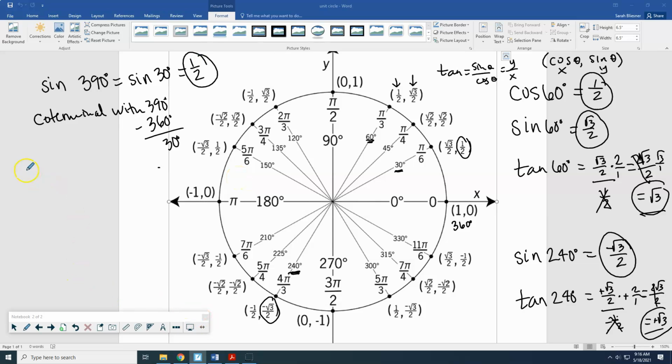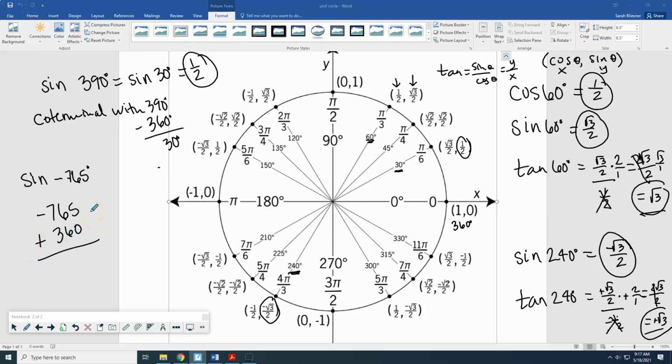Okay? So let's say I wanted to know the sine of negative 765. So 765 is not on this. A negative number is not on this. Okay, that means I'm going this way. So in order to get a coterminal angle, because it's negative and I want to get it between positive 0 and positive 360, I am going to add 360 to it.